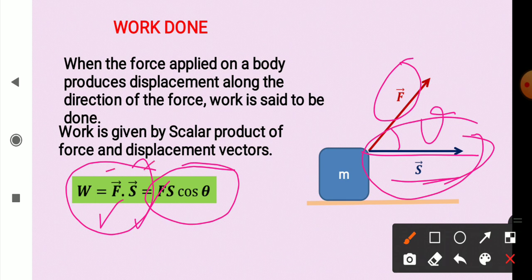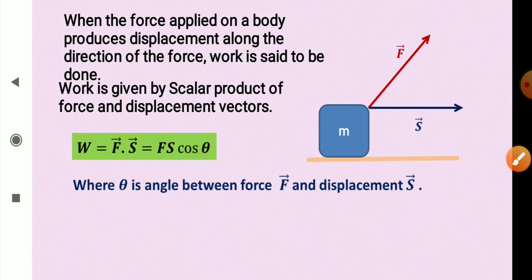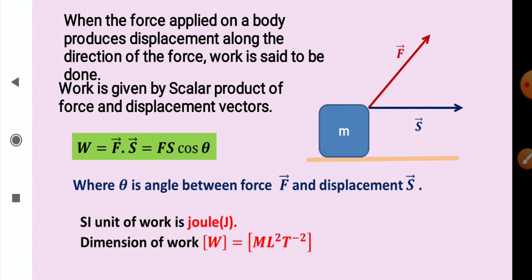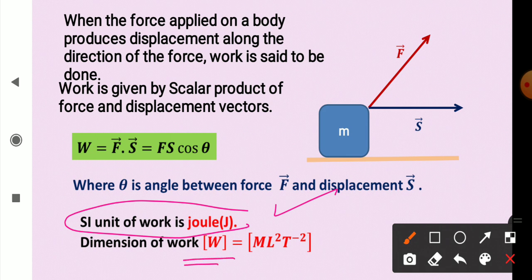Force and displacement both are vectors, but work is a scalar quantity, right? So now theta is the angle between F and S. The SI unit of work done is joule. The dimension of work done is ML²T⁻².